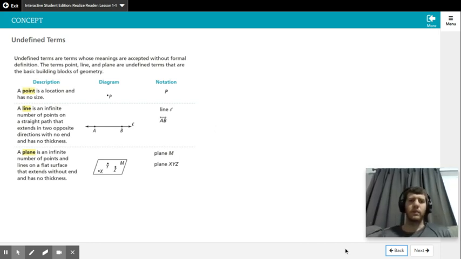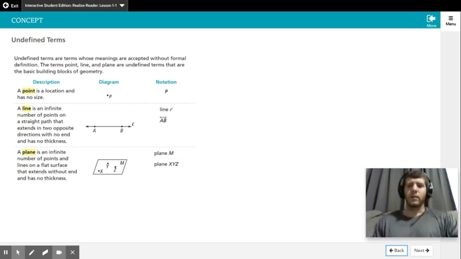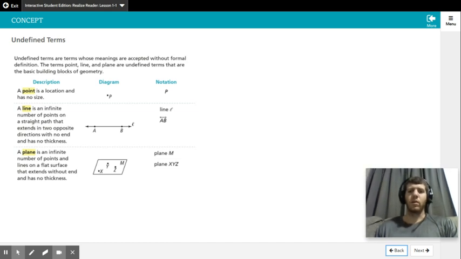All right, hi guys. So, undefined terms. The three undefined terms in geometry are points, lines, and planes. The reason these are called undefined terms is because we don't have specific definitions for them. It's merely an attempt to describe what they are, and we use them to then build all the other definitions in geometry. So all the words in the future that we define are coming from previously defined words.